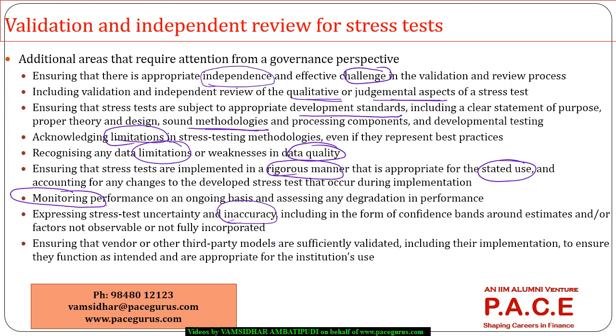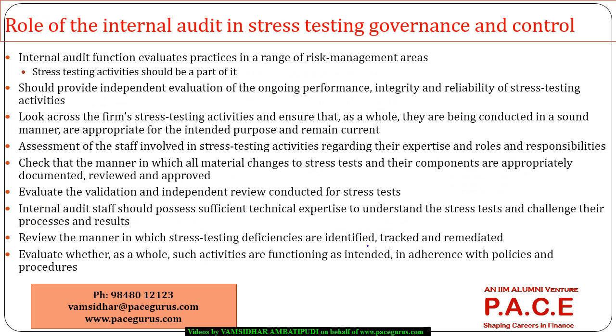And even if some kind of models are procured from third parties, even they need to be validated, they need to be tested for the appropriateness and use for the institution. So these are all the kinds of activities that the independent review should ensure regarding the stress test for effective governance of the same. Then coming on to the internal audit.